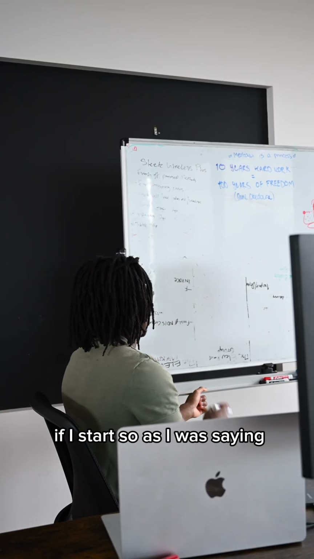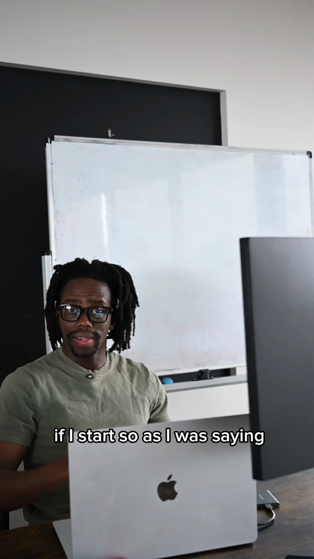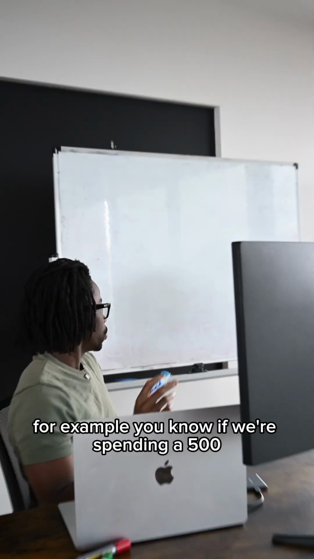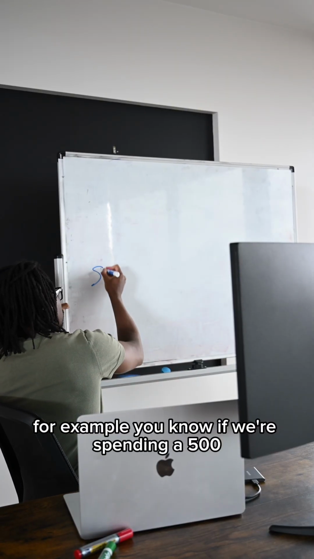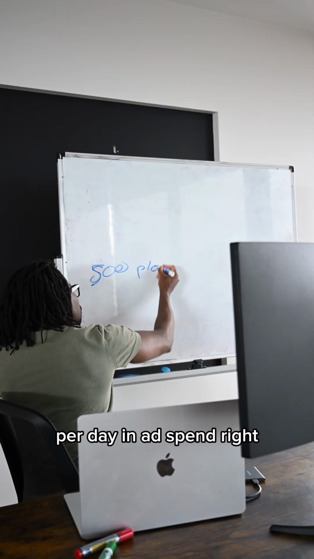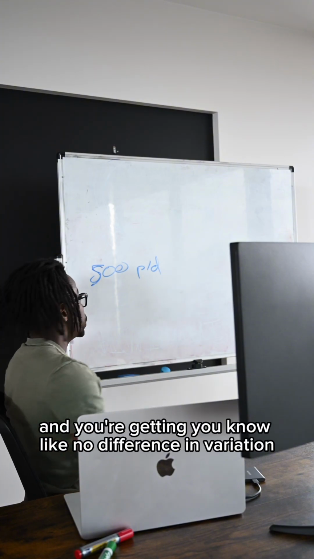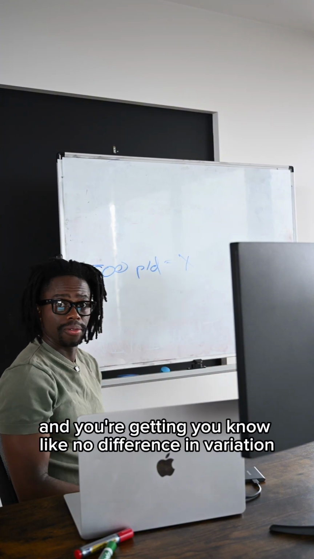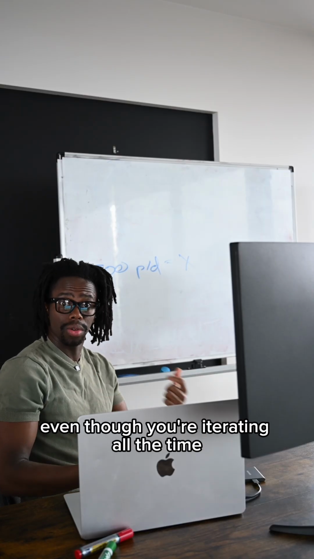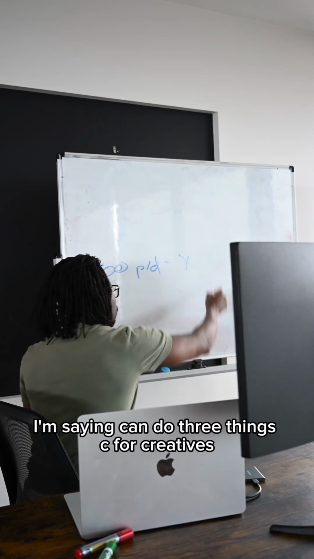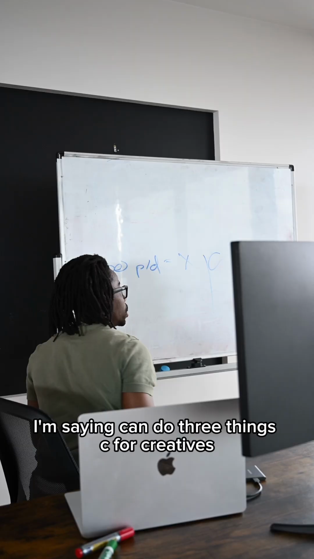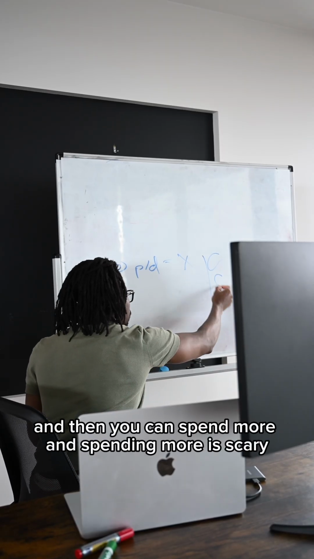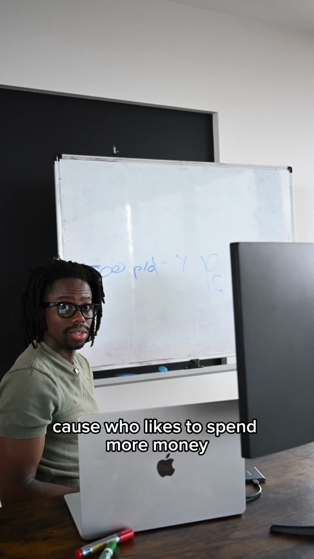So for example, if we're spending 500 per day in ad spend, right? And you're getting no difference in variation, even though you're iterating all the time. I'm saying you can do 3 things. C for creatives, and then you can spend more. And spending more is scary, because who likes to spend more money?